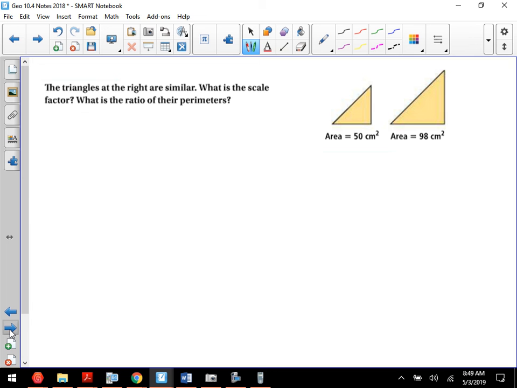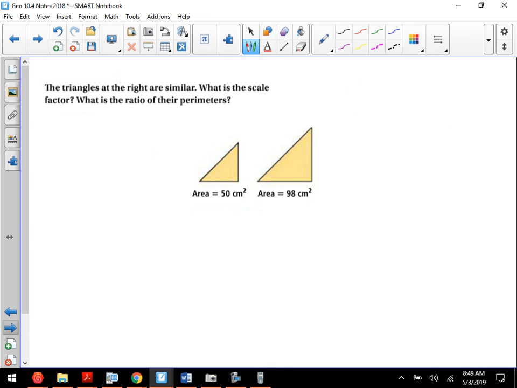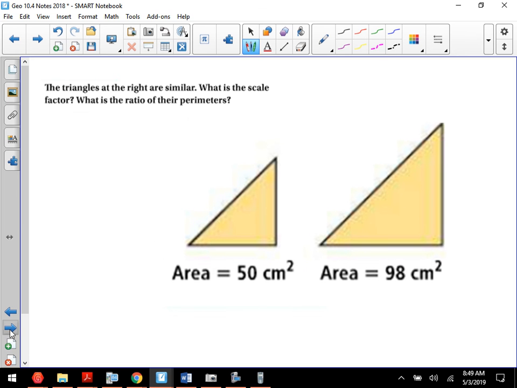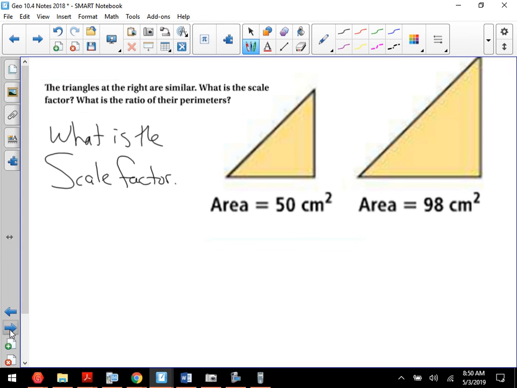Two triangles. These two triangles are similar. And the question is, what is the scale factor? What did they give you to start with here? Areas. So if they give you the areas, going from small to large is the easiest way to think about it. What goes in the numerator? The small one.